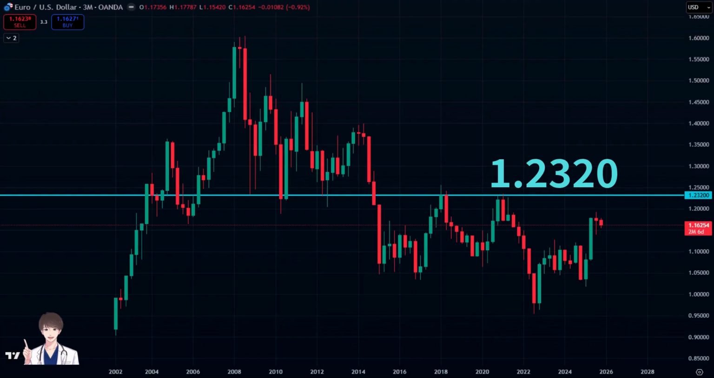For now, I consider the quarterly chart to be in a broad trendless state between current levels and 1.2320.